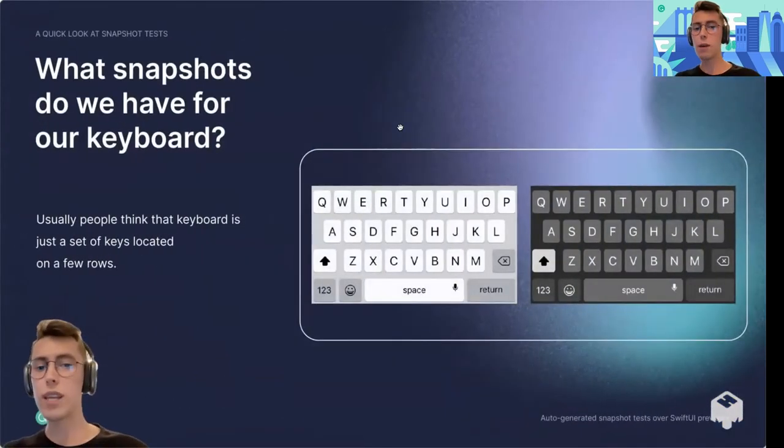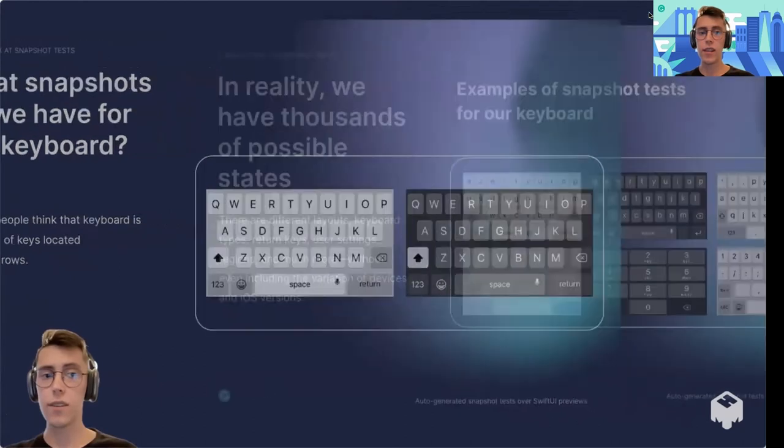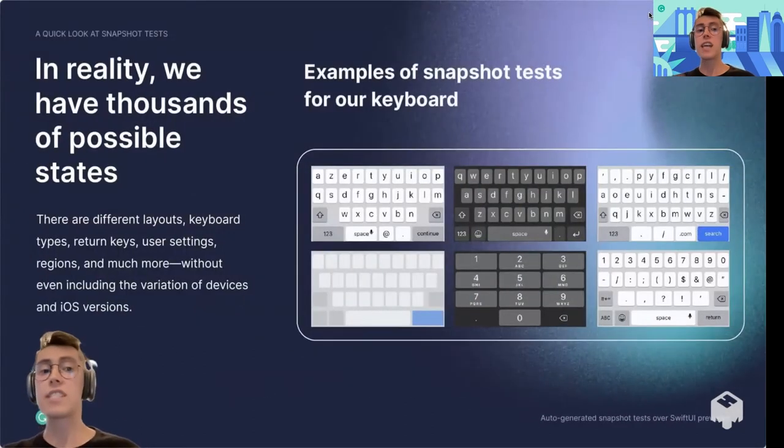Okay, so what snapshots do we have in our keyboard? As I said, usually people just suggest that our keyboard is just a set of keys located on a few rows, that there are maybe a few states, like upper and lower key, and of course differences between light and dark mode, and that's it. But the reality is that we have thousands of possible states only for an English keyboard.